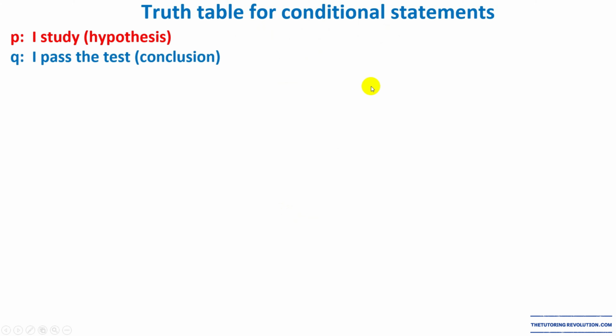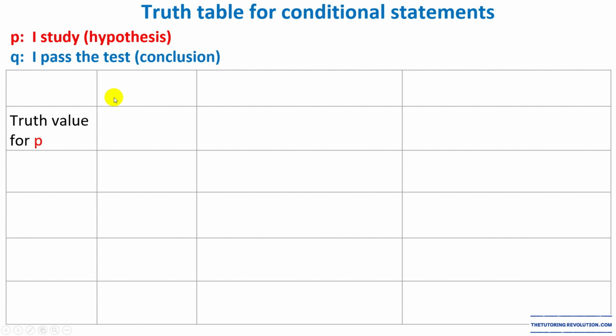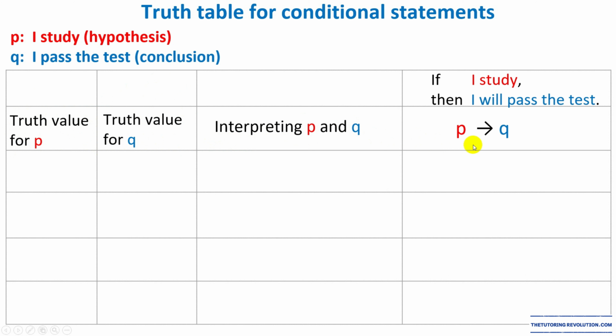Now we're going to work on the truth table for this conditional statement. Again, we're going to use the same example as we gave before. I study, I pass the test. This is the hypothesis, this is the conclusion. So this table will contain the truth value for P, for the hypothesis, the truth value for Q, for the conclusion, the interpretation of P and Q, and here is our conditional statement. If I study, then I will pass the test, which is P arrow Q. That's how we represent this conditional statement.